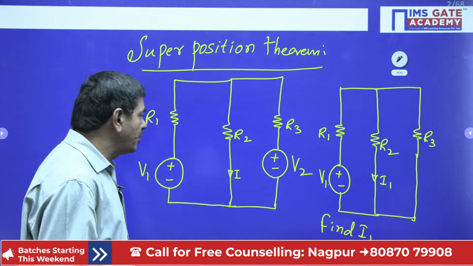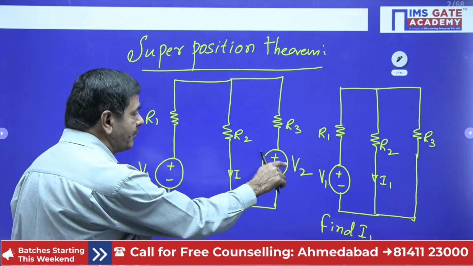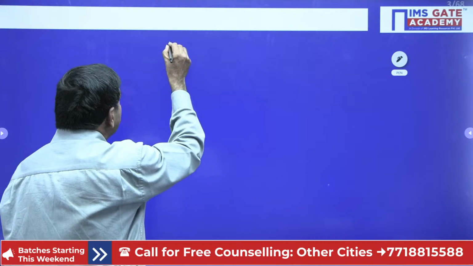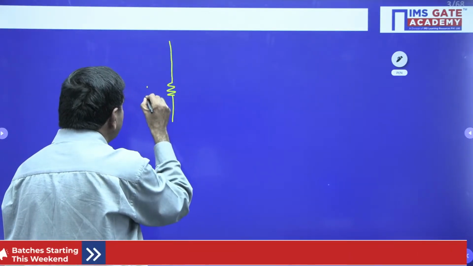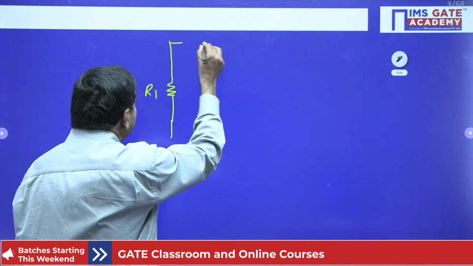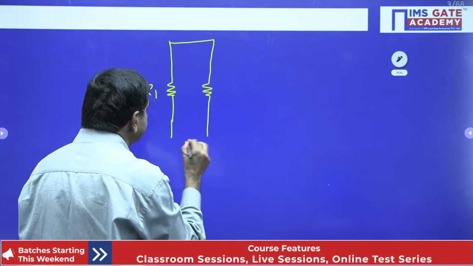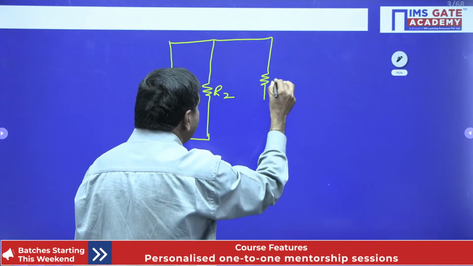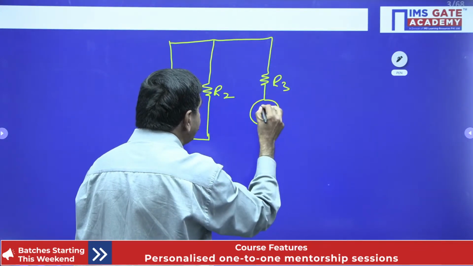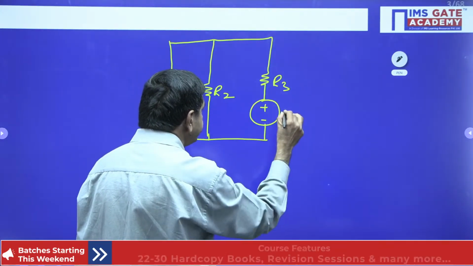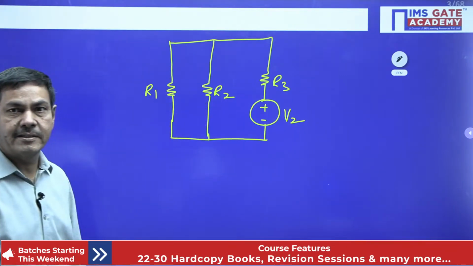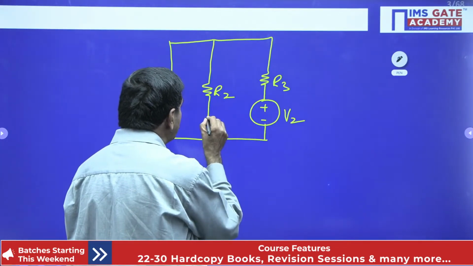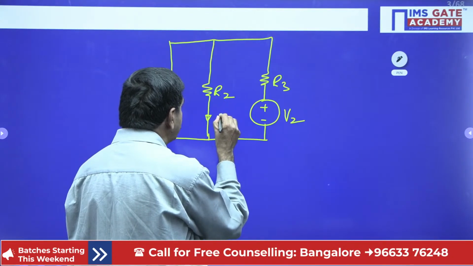In the second case, you consider the second voltage source V2, and the first one is to be shorted. The first voltage source is shorted. I connected resistance R2, and R3 is there. I also connect the voltage source V2 here. Using this voltage source, you measure the current across R2. I take that as I2.